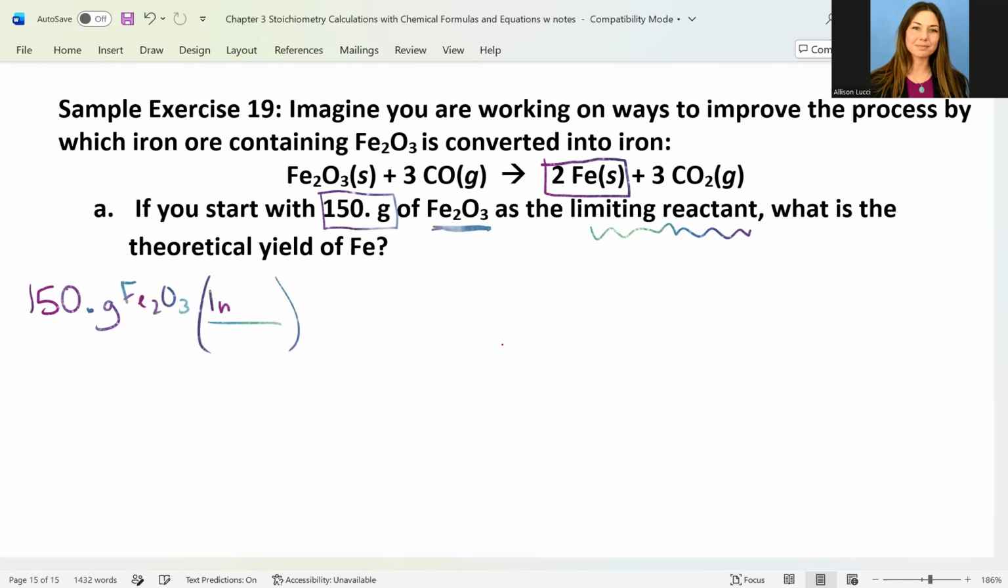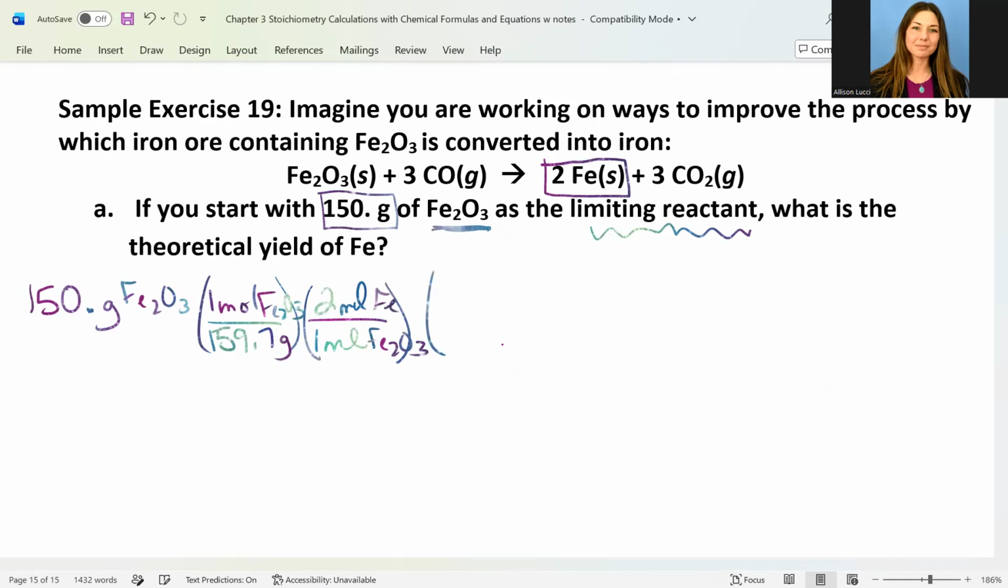First, we get to moles as always before. So we'll divide by the molar mass of iron oxide, which is found from 2 times iron plus 3 times oxygen to get 159.7. And we use the balanced equation here. So for every 1 mole of Fe2O3, that'll cancel out with this up here, we can produce 2 moles of iron.